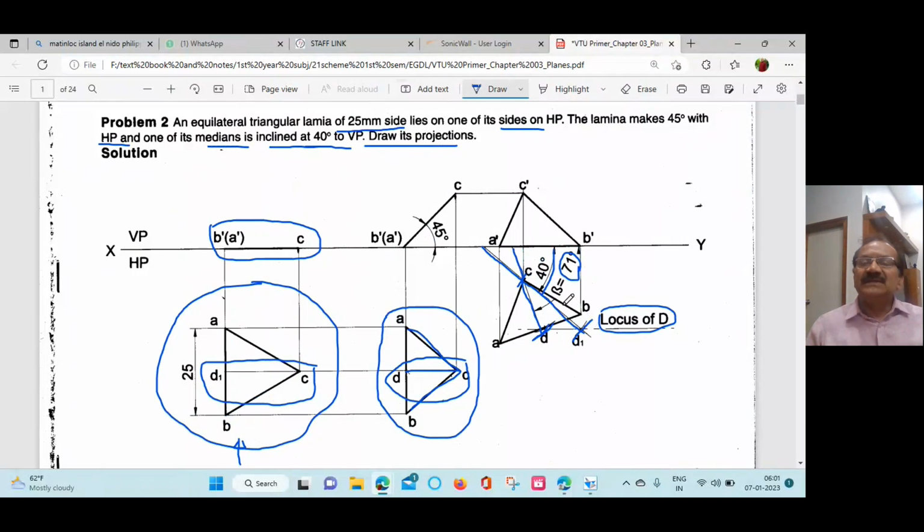Because the edge which is inclined to VP is changing its length from the first figure to the second figure. In the first figure it is CD1, whereas in the second figure it is CD. Length is changing. When the length is changing, we should find out one more angle. If the length remains the same, we don't need to find out one more angle, because apparent length should incline with the apparent angle. True length should incline with the true inclination. That's the condition. Okay. Now we'll go to the problem.